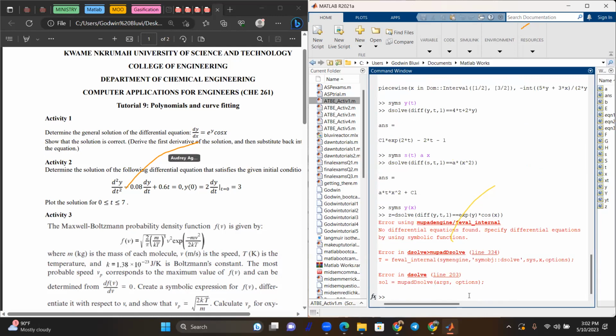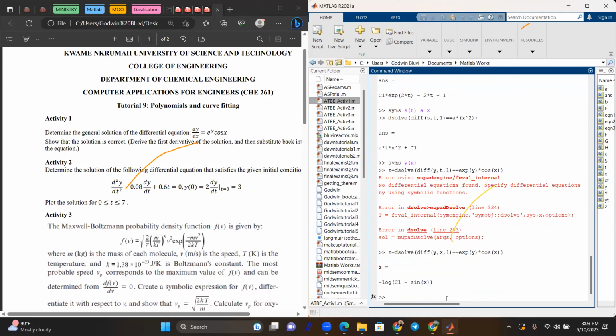Did I make a mistake somewhere? Yeah, it's supposed to be y of x. Thank you. You're welcome. So x, enter. Great. So z is equal to minus log, open. So you know log in MATLAB means ln. So minus ln, open bracket, c1 minus sine x, because we didn't add in this one there.